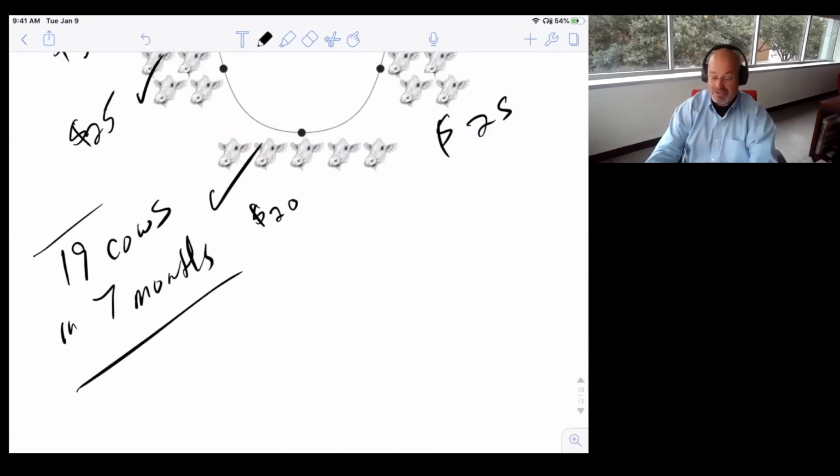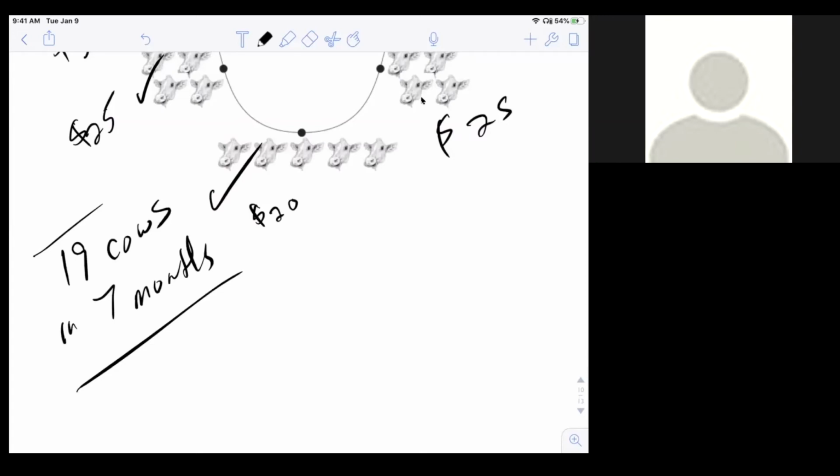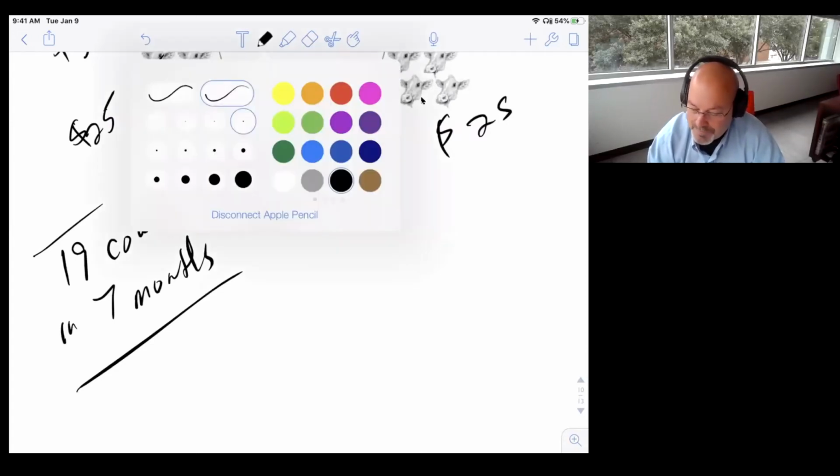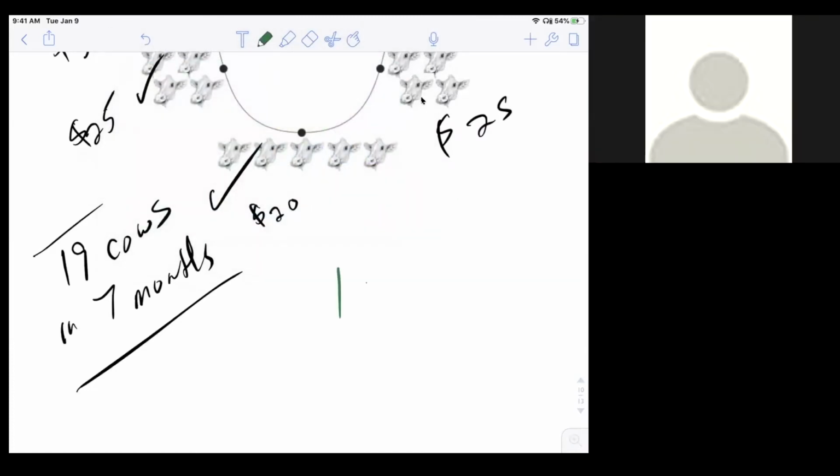Now, how much are the cows? Sorry, I lost my screen. Hopefully you can still see me. So how much are these cows worth today? He bought 19 cows, and how much are they worth? This is really easy. $100 a piece. So that's a total of how much? 1900.